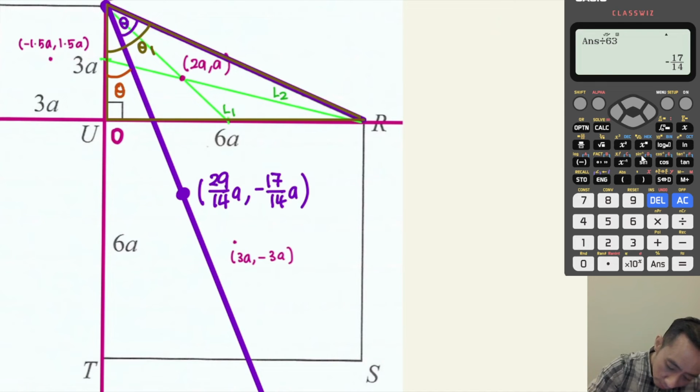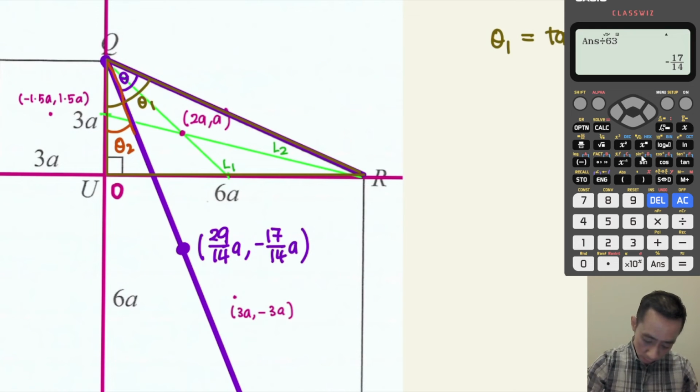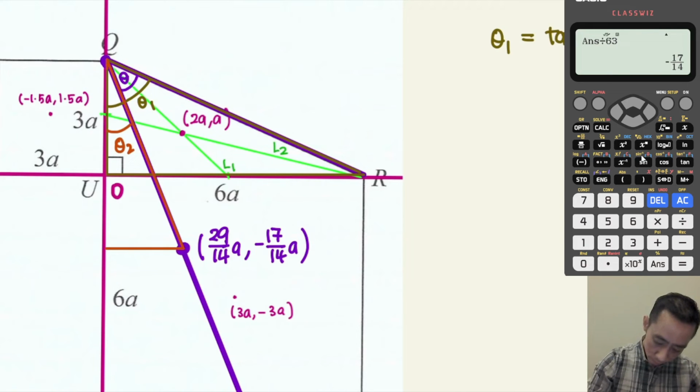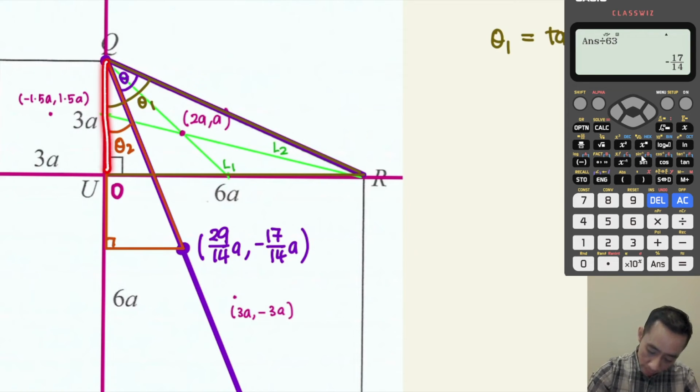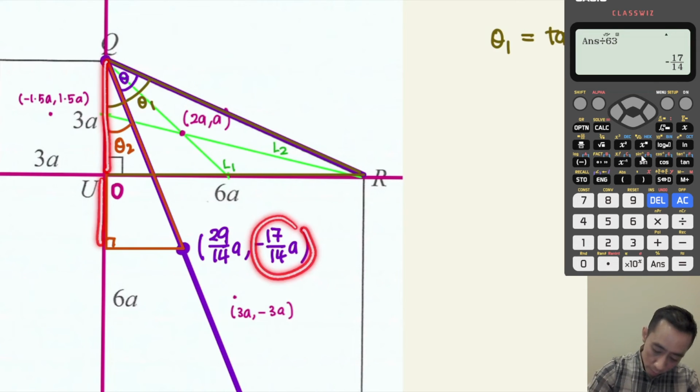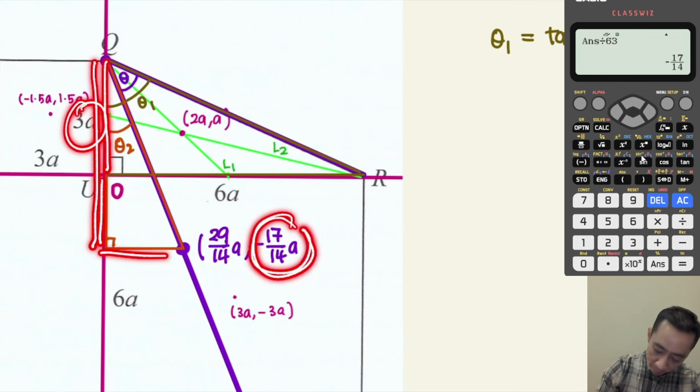Okay, then next, I will try to find this angle here. So I call it theta 2. Now, how am I going to find this angle? Here, I know that it passes through the center of mass. So I try to form a right angle triangle. Now, this is 3a, and for this one is negative 17 over 14a. So the whole thing here is 3a plus this, and then the vertical line here is 29 over 14a.